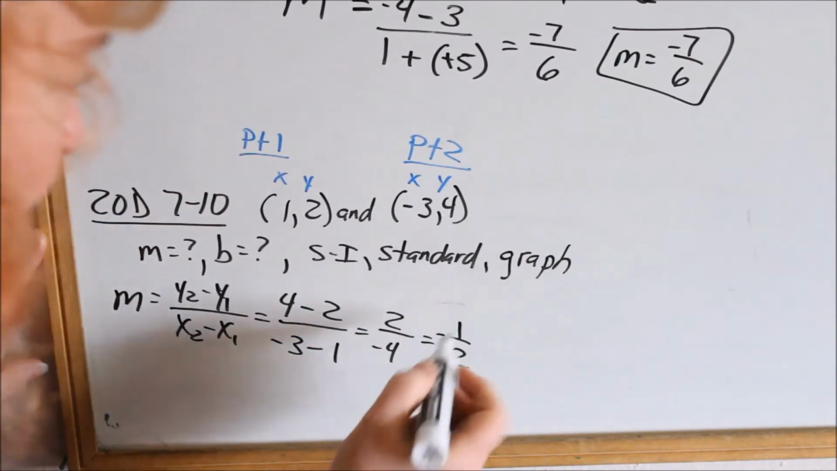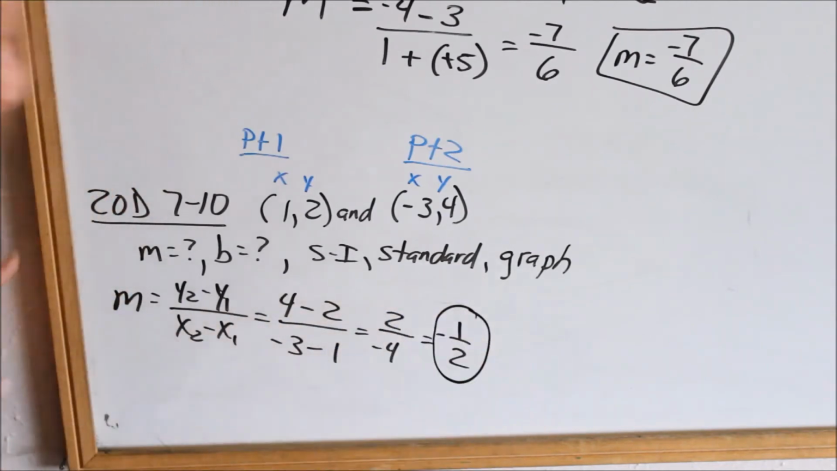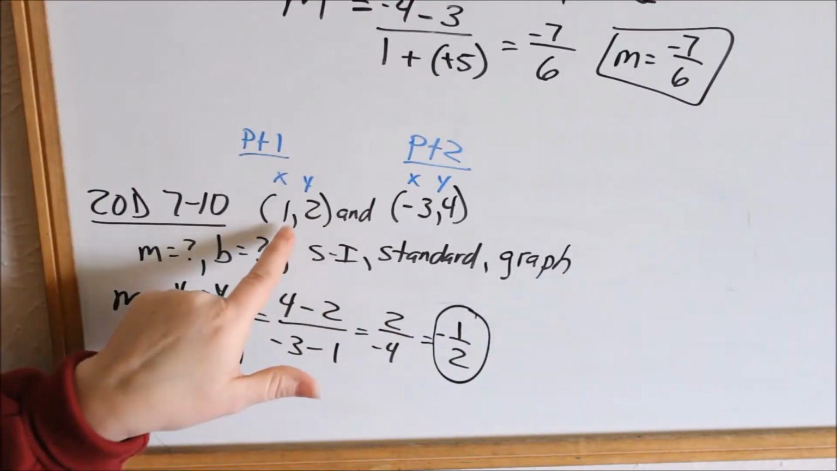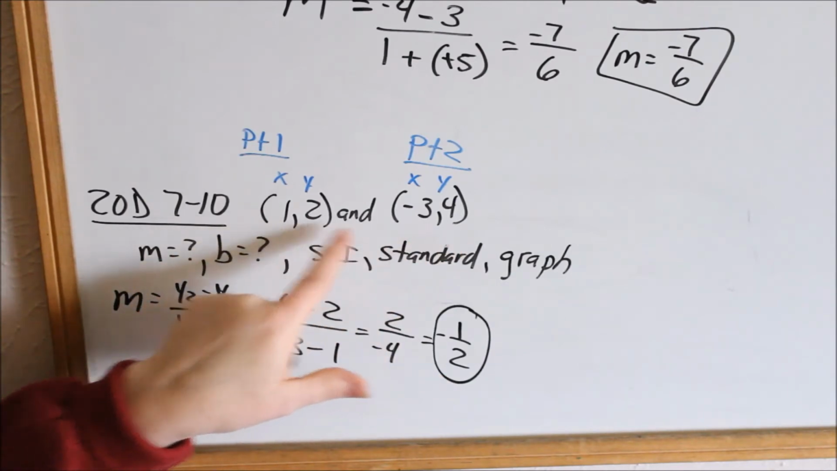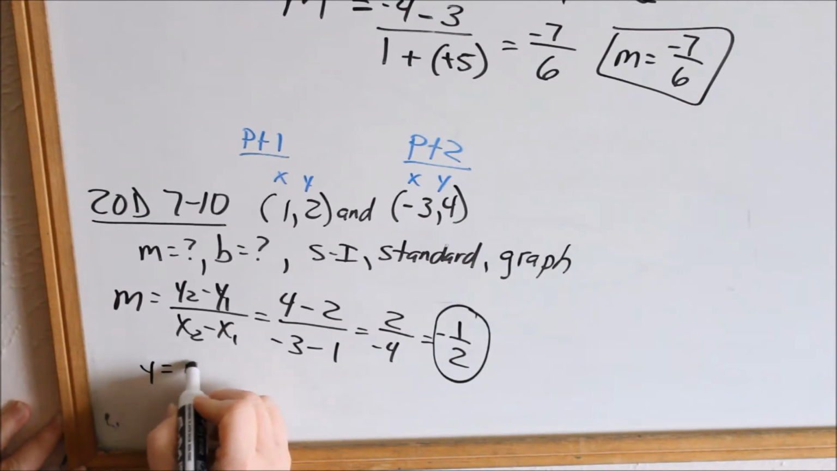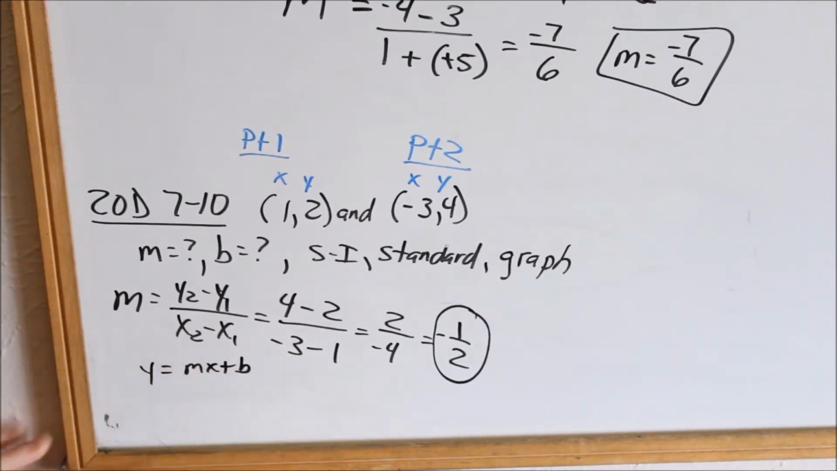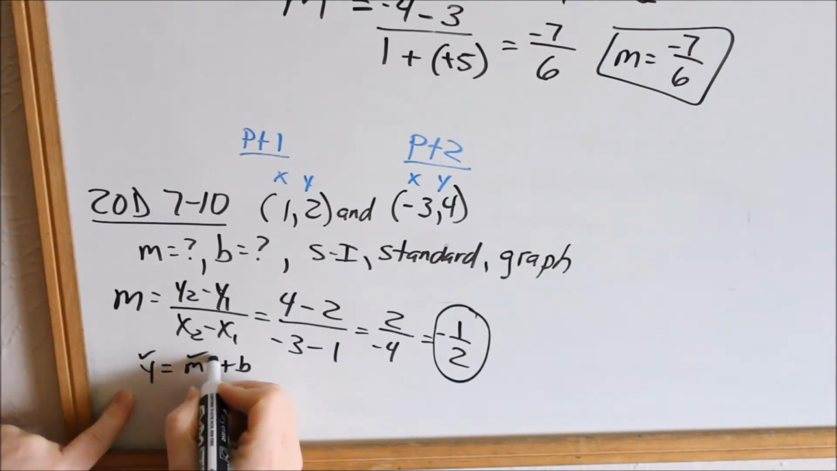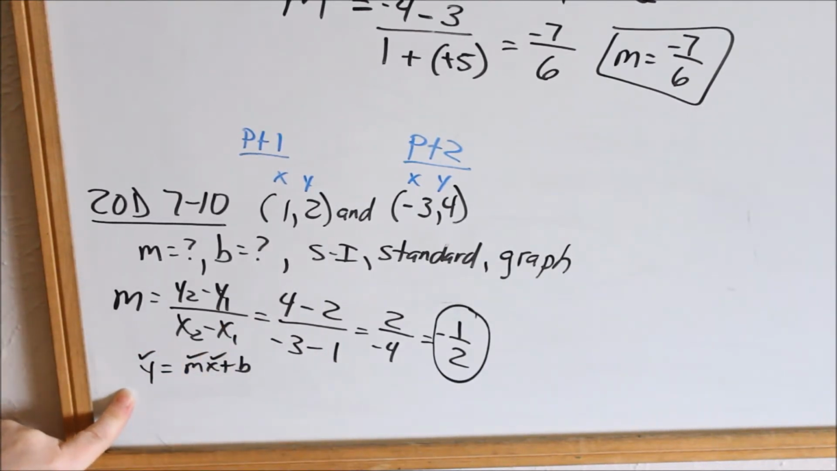That's okay too. So now we know my slope is negative 1/2. Then we need to calculate the y-intercept. Once you know the slope and you have a point, and you have 2 points to pick from, you can put all your information back into y equals mx plus b, because I know the slope and I know an x and a y from one of my points. You can pick either point.